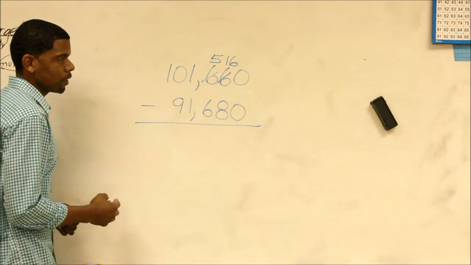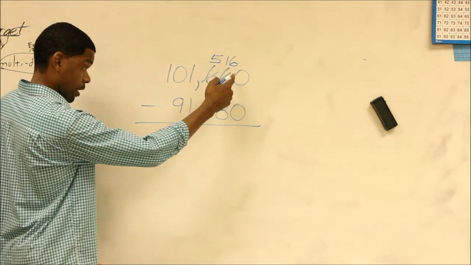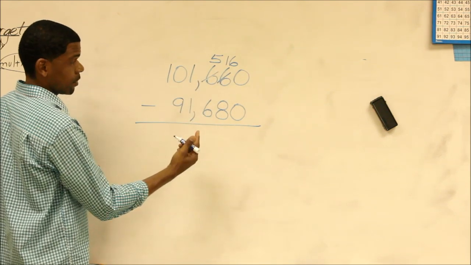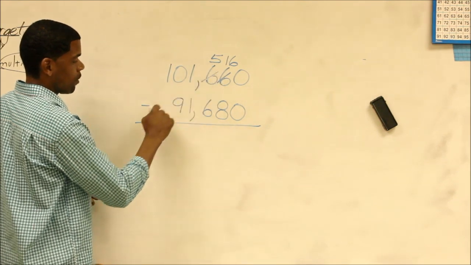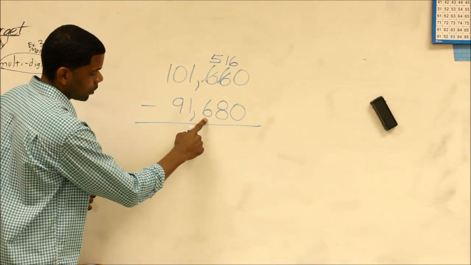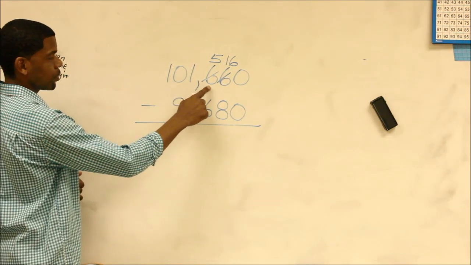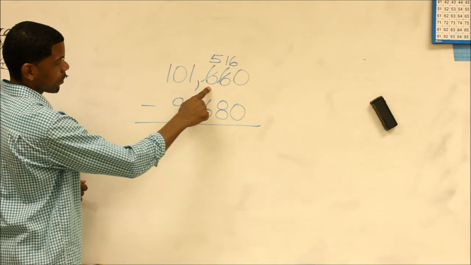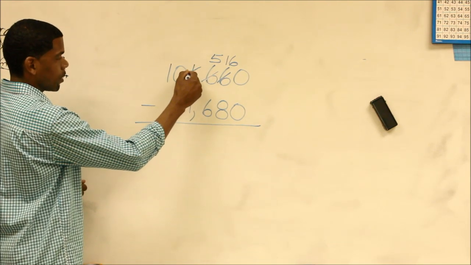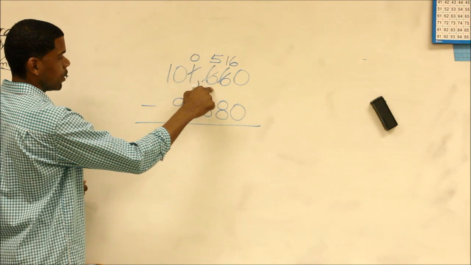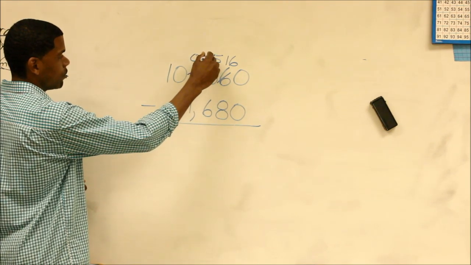So I go back to my questions. Can I subtract 16 minus 8? Yes. Can I subtract 5 minus 6? No. So, like I did in the tens place, I need to borrow from the thousands to regroup the number in the hundreds. So what I need to do is take 1,000 from here and move that to the hundreds, and this is now going to become 15.